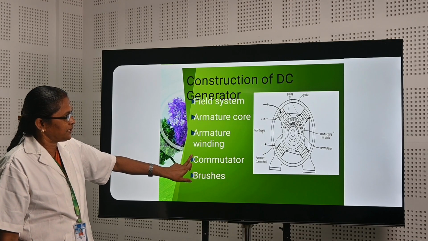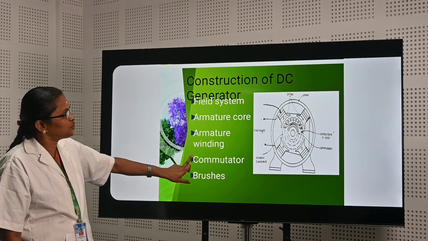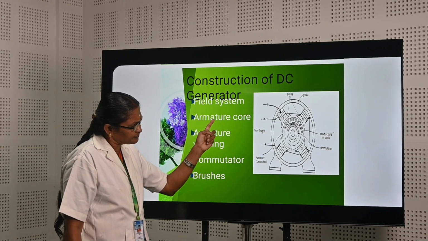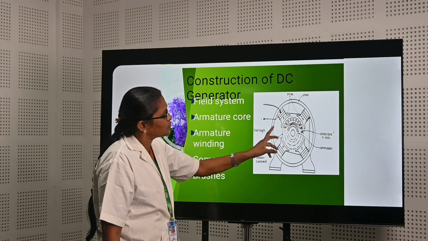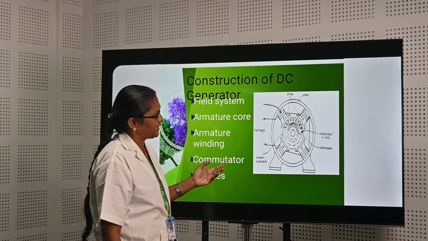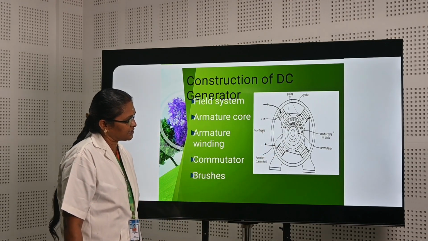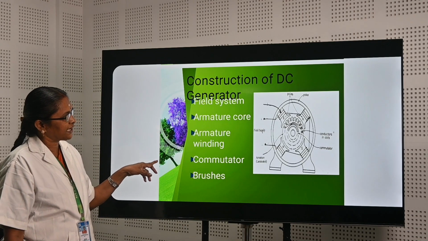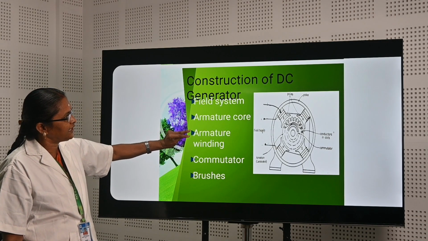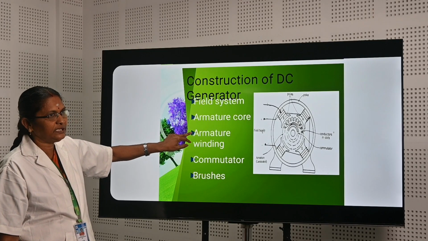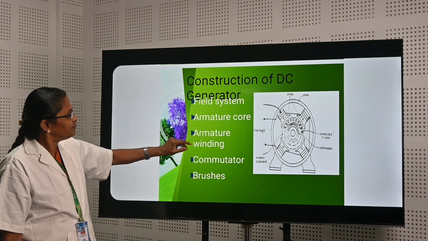Why is the output of the commutator DC? The armature windings are short circuited by the armature end rings, so there is no way to split the current. The unidirectional current will flow in the commutator end rings. This unidirectional current is known as DC. The armature winding in a DC generator is classified into two types, lap winding and wave winding.